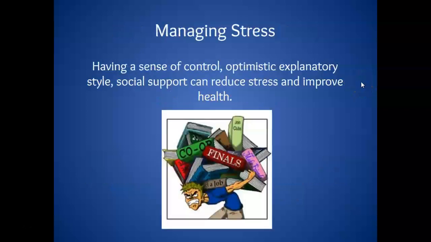How do we manage stress? Well, it's by having a sense of control, an optimistic explanatory style, so being able to see things like having hope that it's going to get better, and social support can reduce stress and improve your health.